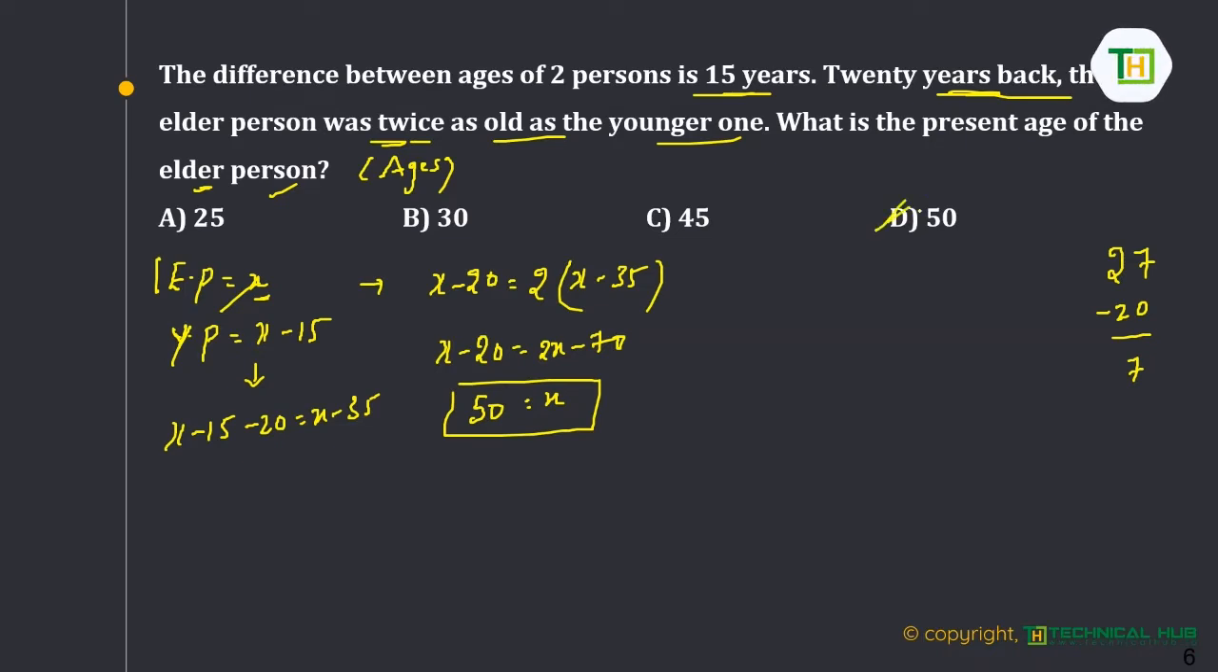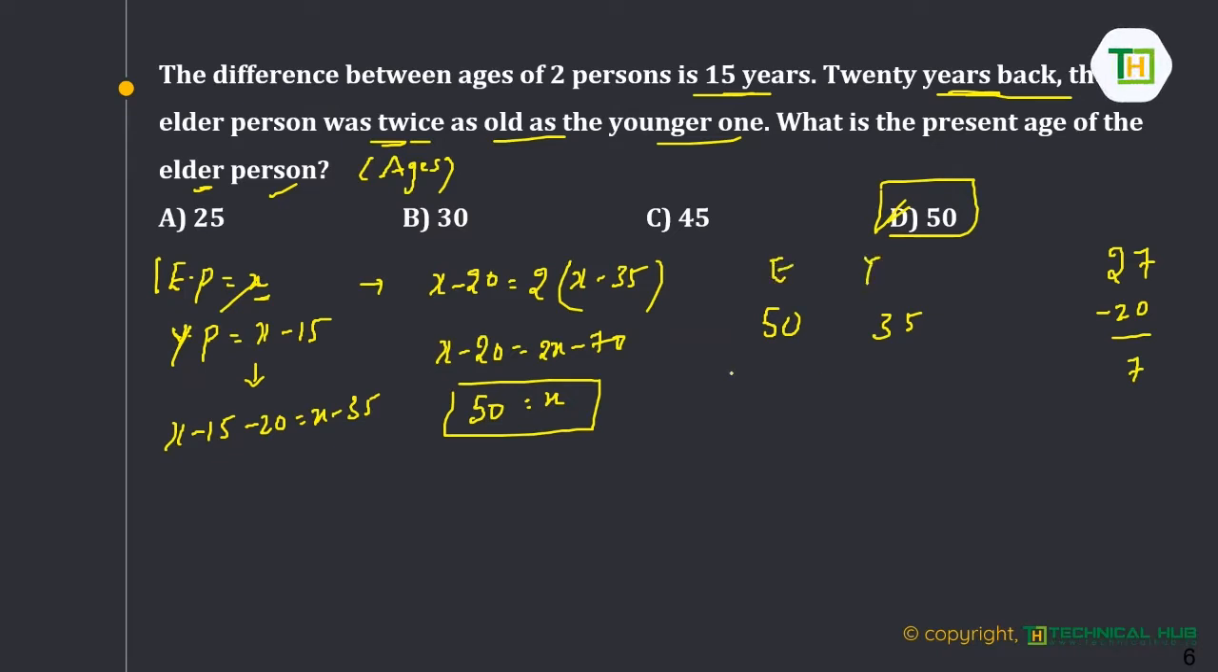See, you can solve the ages question through options also. Suppose out of 4 options, I am taking one option, that is 50. So this is option verification. Let the present age of the elder person be 50. Then what is the age of the younger one? 35, or not? Because the difference between the two persons is 15 years. So this is the elder one and this one is the younger one.